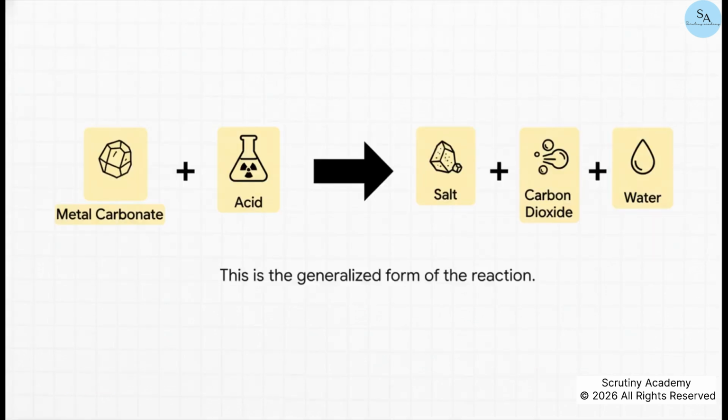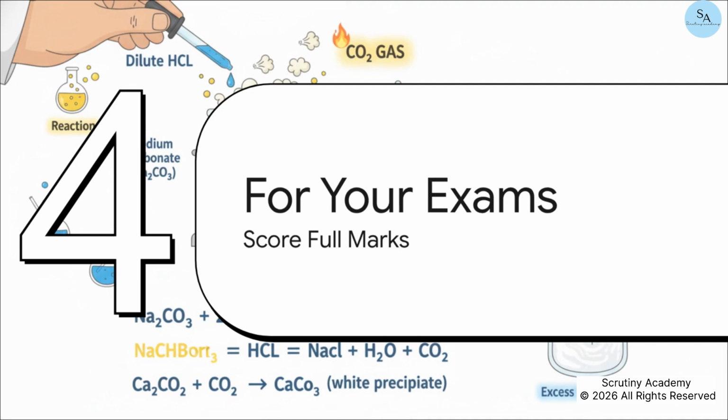So, what's the big picture? What's the main rule here? It's very simple, and it works every time. Any metal carbonate or metal hydrogen carbonate, when it reacts with an acid, will always produce a salt, carbon dioxide, and water. Okay, now let's focus on the most important thing, your exams. How do you take all this information and make sure you score full marks on any question about this topic?